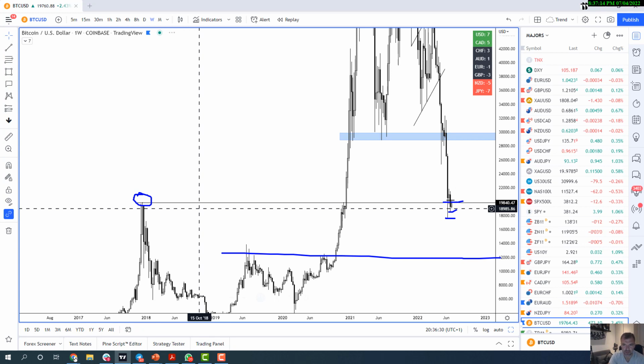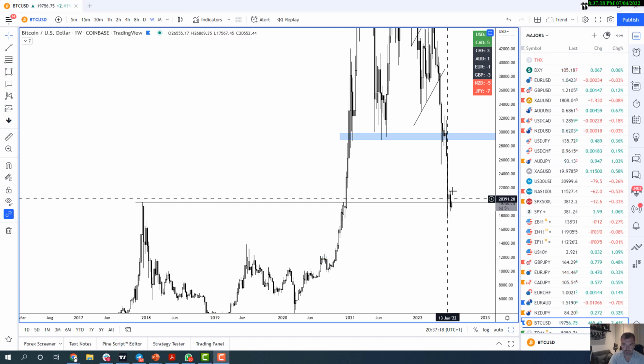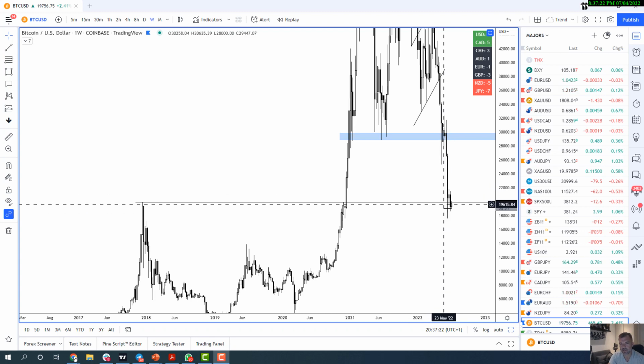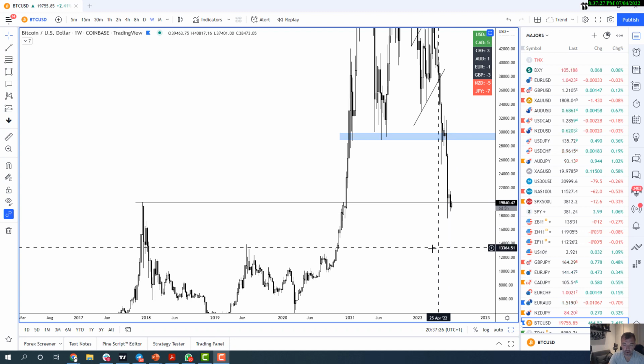We need to see buyers come back into the market for Bitcoin and Ethereum. Until we see that, I'm not trading altcoins. I want to see the market rotate. Once we start seeing some buyers, it could be a very fast buy, or we could just see a year of consolidation in these markets.